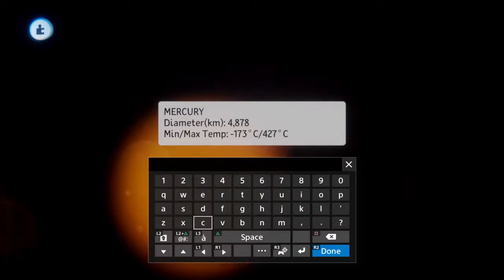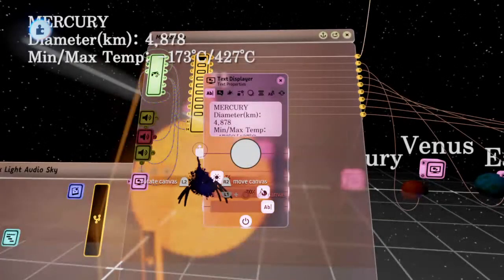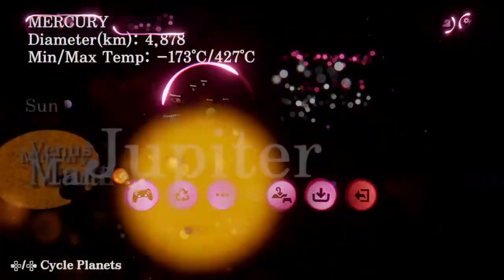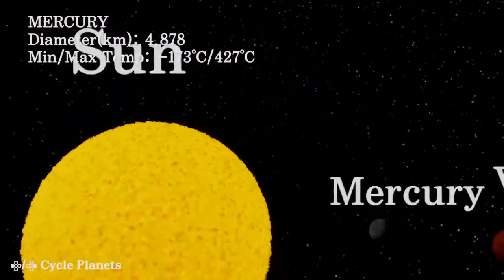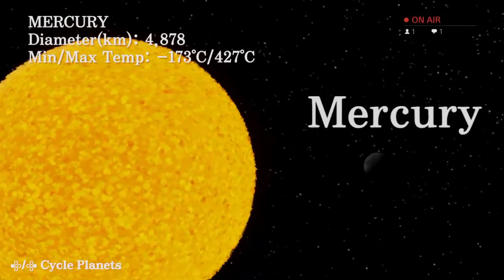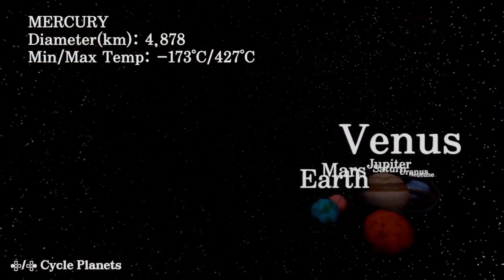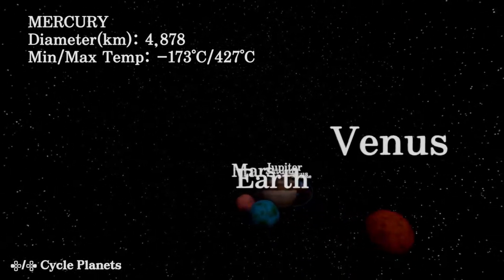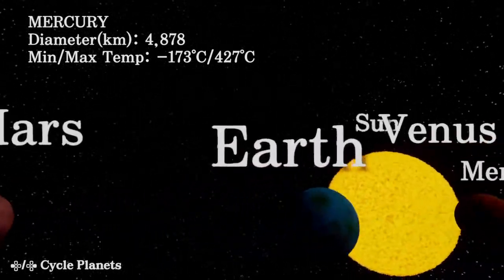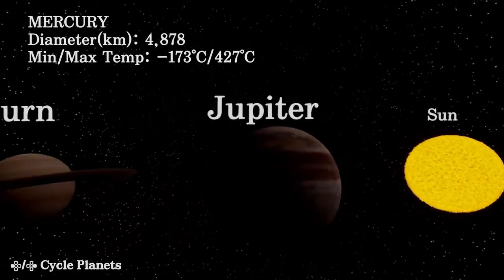Celsius. Let's see how that looks. So if we go to play mode, let's say we go to Mercury here. There we go. Let's go to a different planet. Oh, well. Alright, let's go to Uranus. Uranus or Uranus?